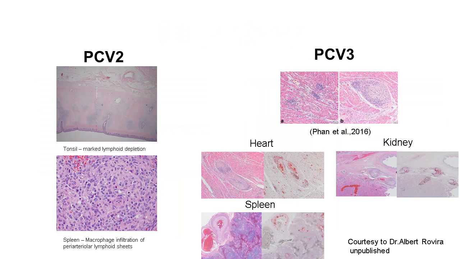So histologically, PCV2 is associated with lymphoid depletion and macrophage infiltrations, and a few reports found PCV3 may cause myocarditis. And also in these slides from Dr. Rovia, you can see the heart, kidney, and spleen all have vasculitis. And this picture on the left is the in situ hybridization to show the virus particles in the tissues.